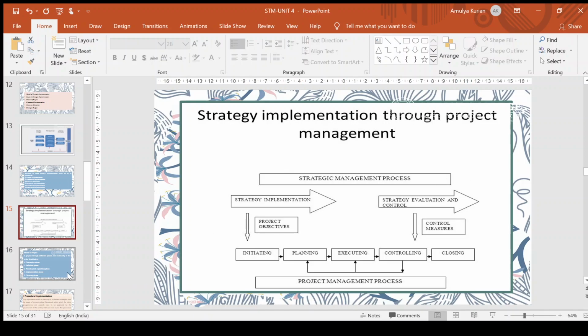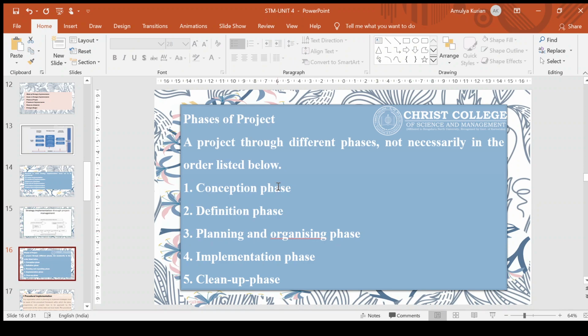Now let's see the different phases of a project. There are five phases in a project. First is called the conception phase. Second one is definition. Third one, planning and organizing phase. Fourth, implementation. And the last one, cleanup phase.